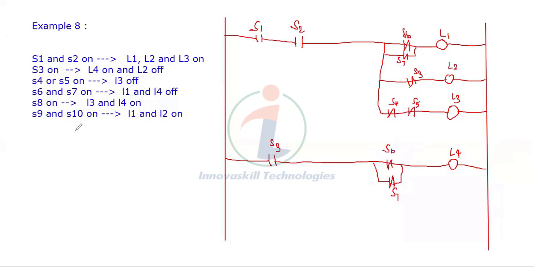Next is, if S8 is on, L3 and L4 should be on. So L3 and L4 are off due to this, so we have to connect S8 here parallelly. S8. Next here also S8 should be connected parallelly.